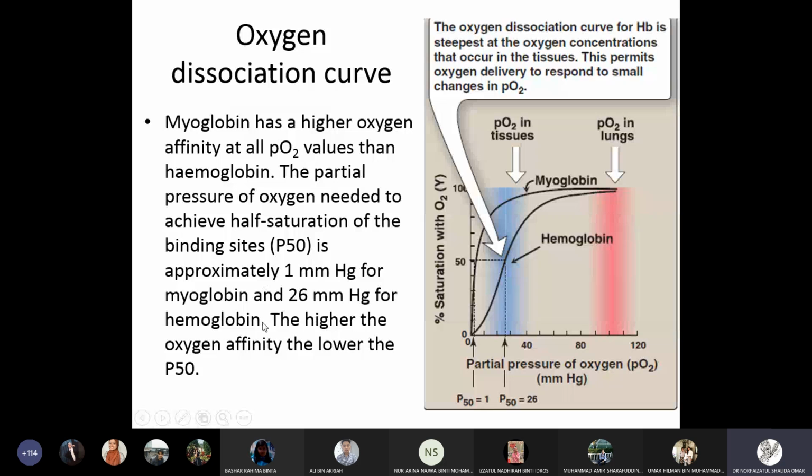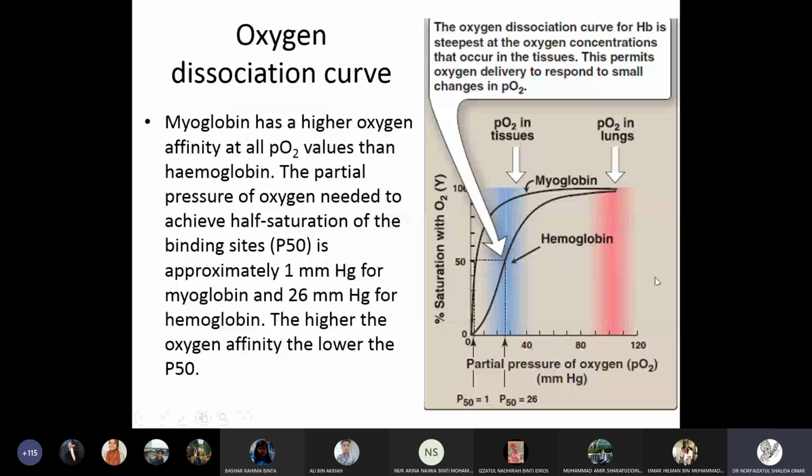Okay. So from here you can see that it binds straight away to the oxygen, regardless of the oxygen concentration. It will bind to the oxygen, and only when the oxygen concentration is very low, because the partial pressure is 1, meaning that when your skeletal muscle or heart muscle is really depleted of oxygen, only then will myoglobin release the oxygen to the cell. So that is what it means.